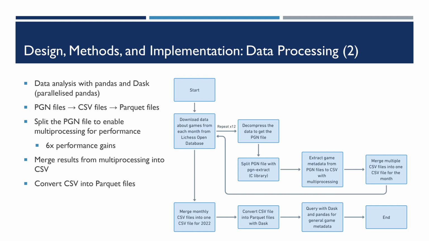For each month, we split the PGN file to enable multiprocessing in our Python script to optimize performance. On my machine, this reduced the runtime from 120 minutes to 20 minutes for each month. We then merge the results from multiprocessing into a single CSV file representing that month. We repeat this process for all 12 months.